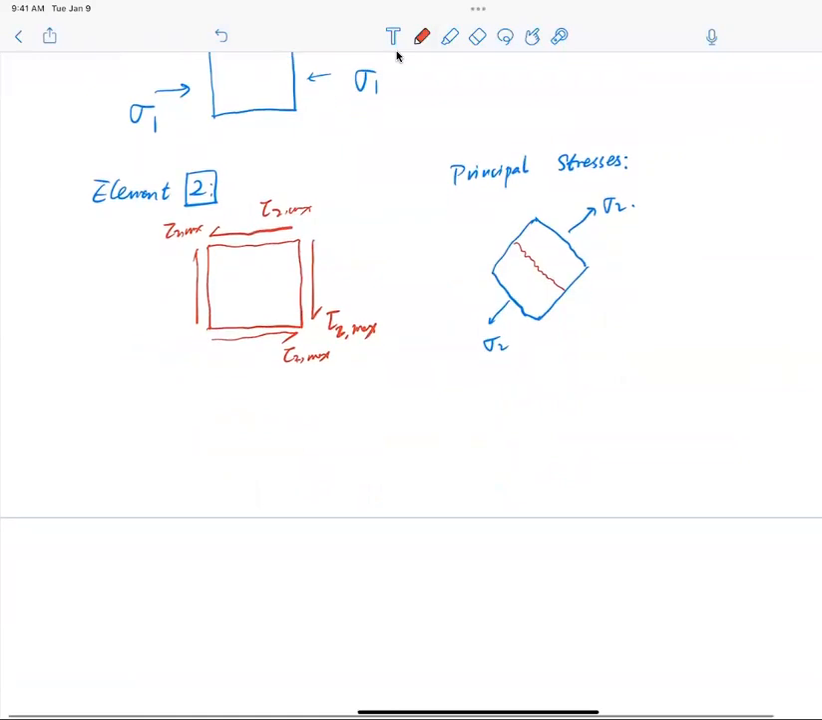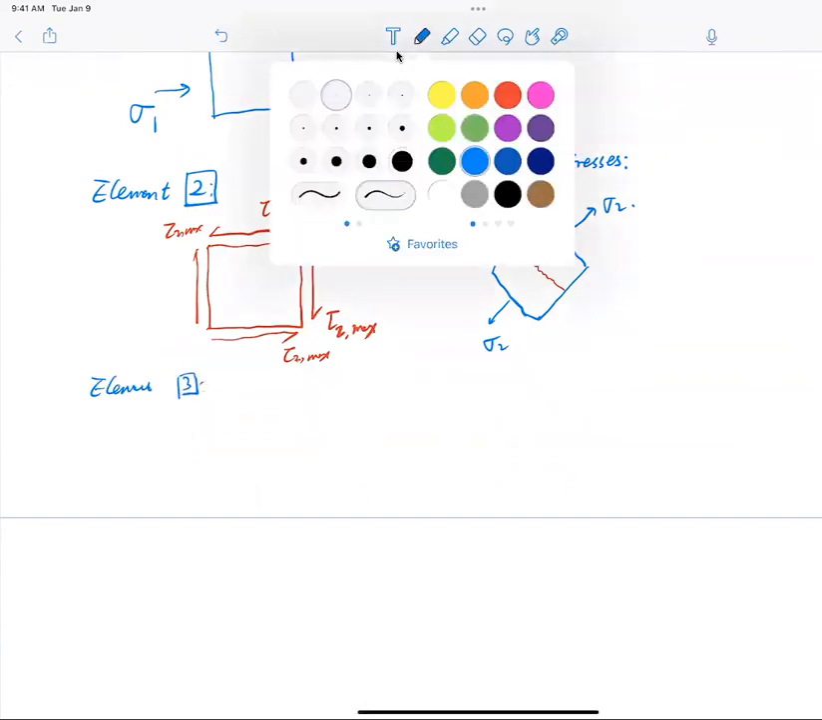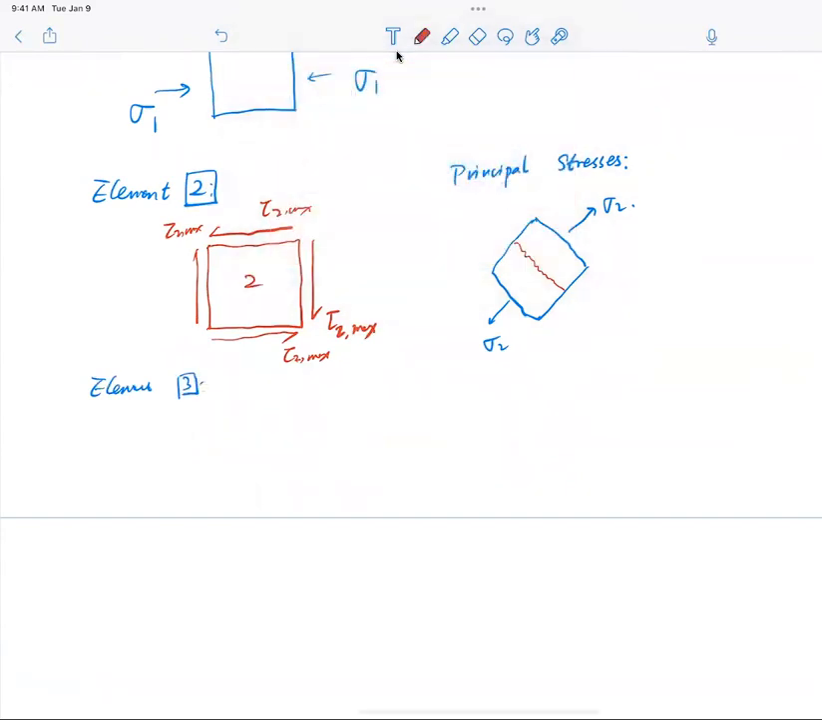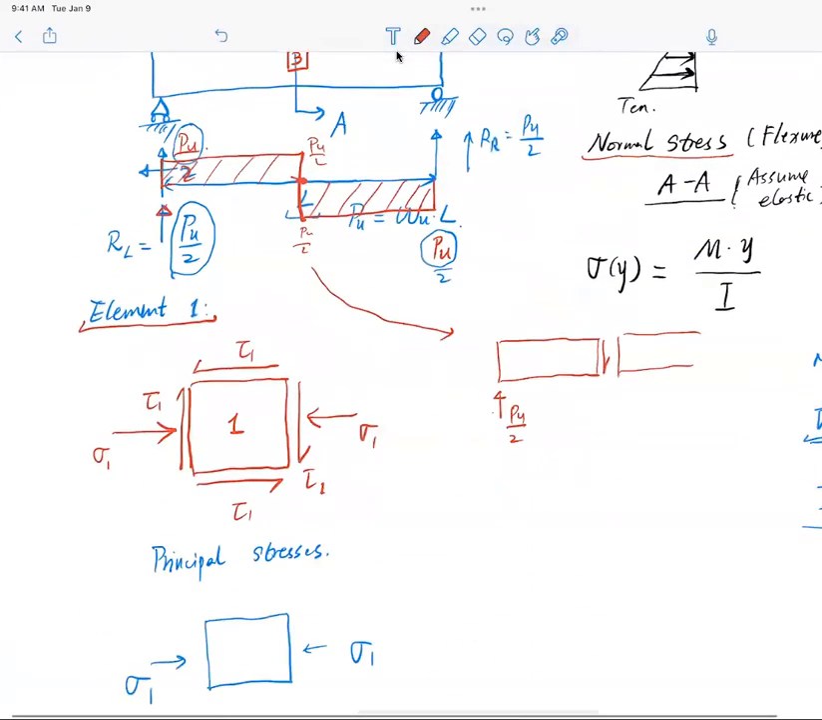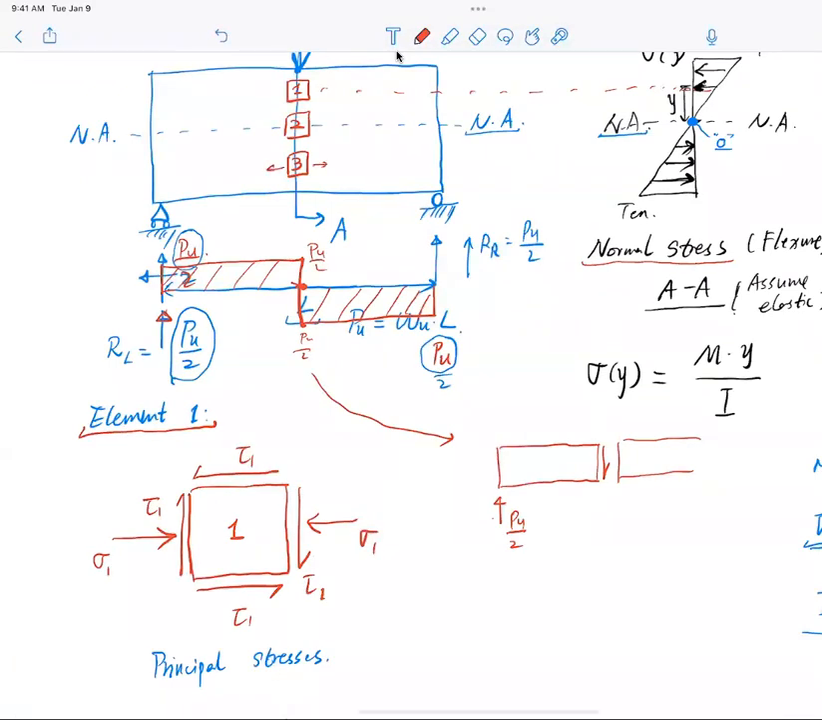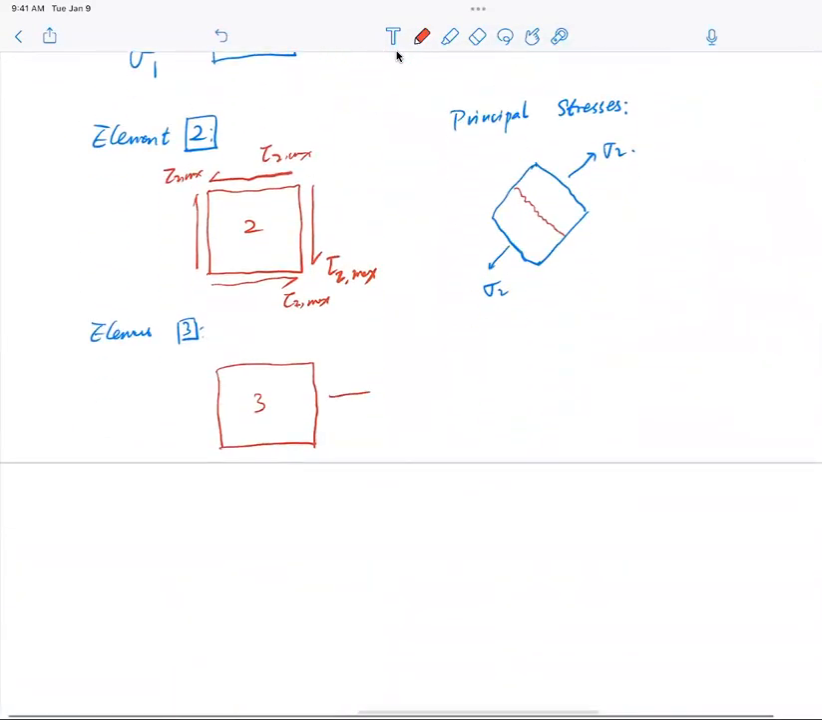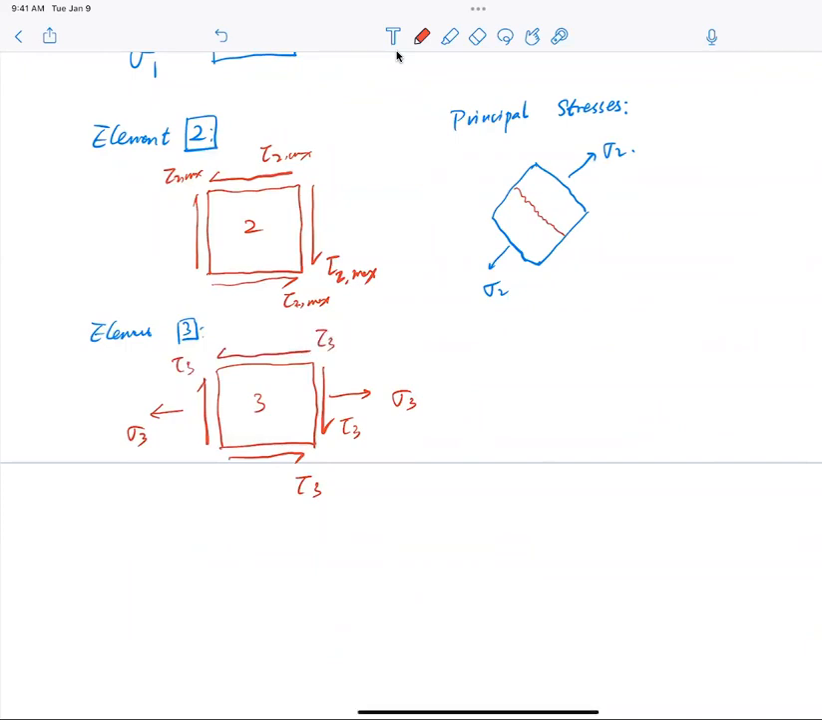So long story short, if I do this again for my element 3, I will see the same block again, right? The only difference is that now, if this is element 2, my element number 3 has tensile stress, since it's at the bottom. So I have tensile stress, sigma 3, and then again shear stress, tau 3. So that is my stress state.